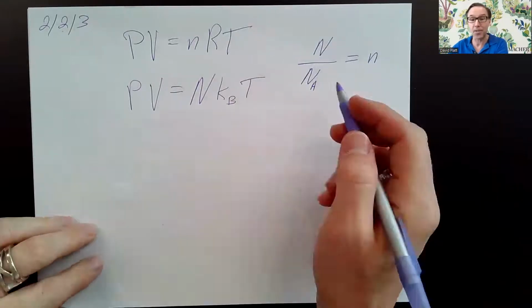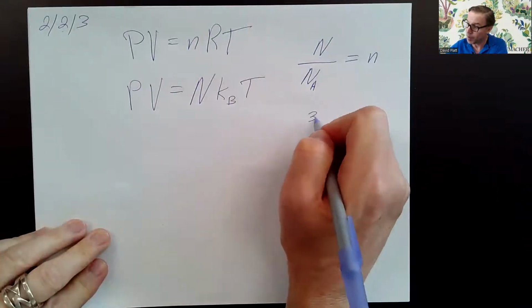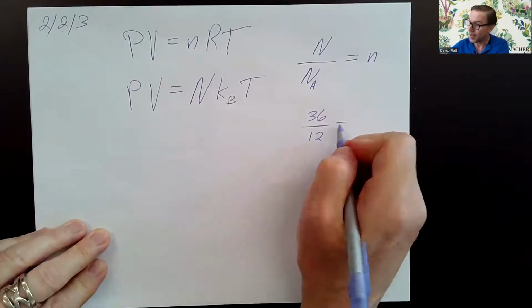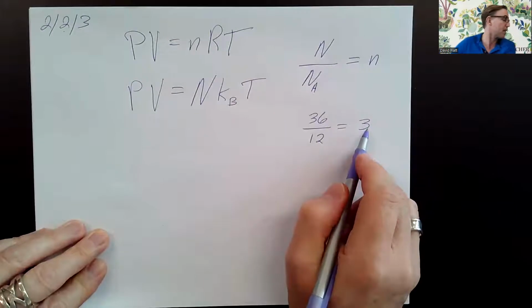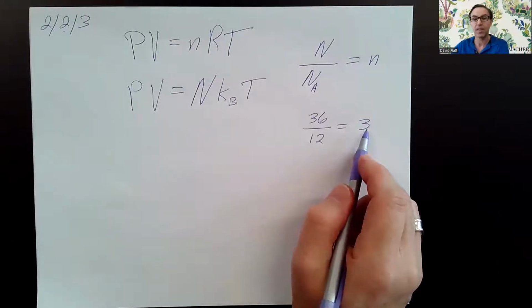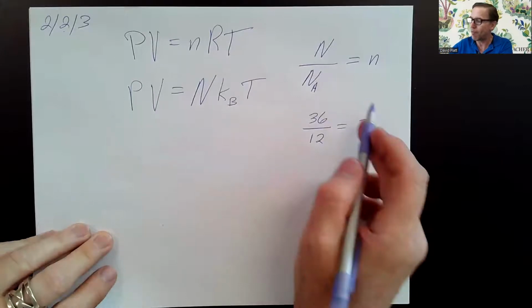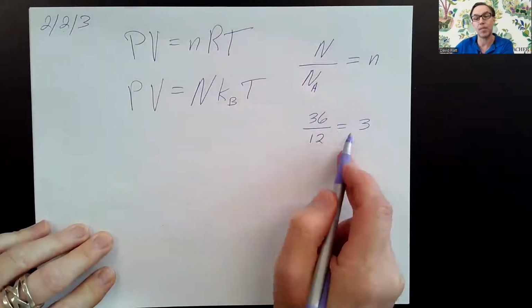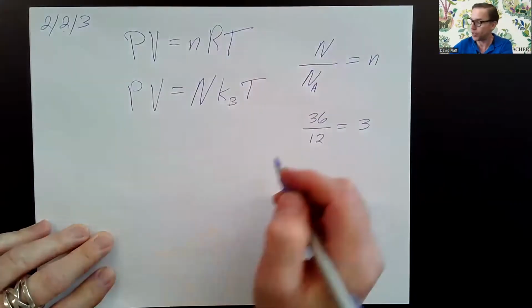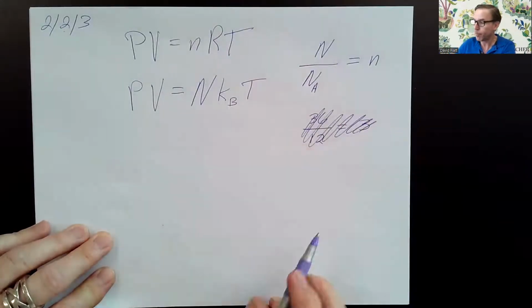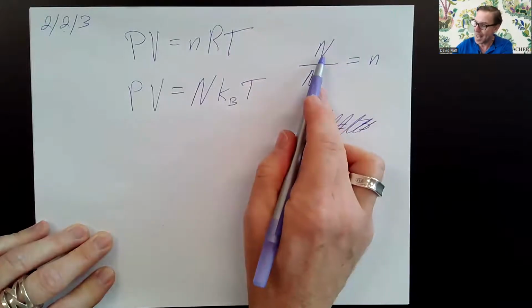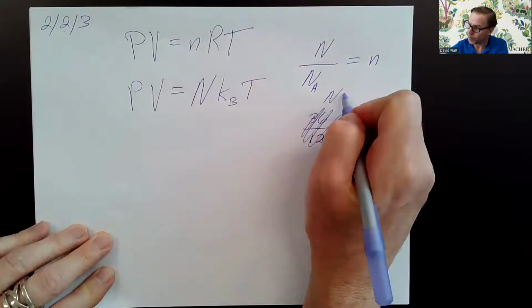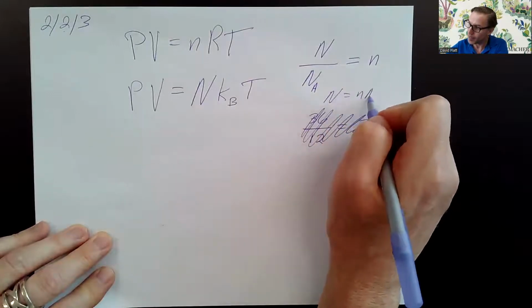Now, if you forget that, just remember that it's just like taking the total number of donuts, dividing by the number in a dozen, and that gives you the number of dozens of donuts. And I often do that. When I have hard numbers, I do a similar problem, what I call a companion problem, with easy numbers, and it helps me understand. So now I know that N is equal to n times N_A.